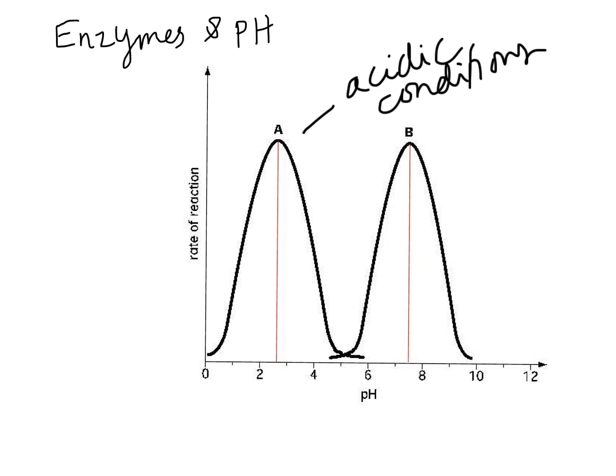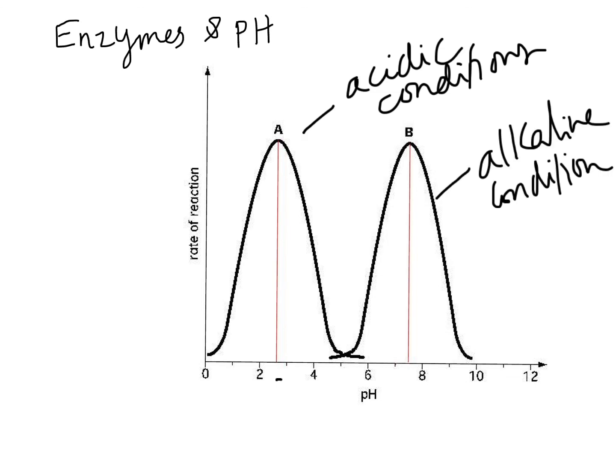Now if you think about this, which of these enzymes are the enzymes from the stomach? Now you can see in the stomach, because we know the stomach has hydrochloric acid, its pH would be low, around about this. So it's quite possible that this enzyme A is from the stomach, and this enzyme B is possibly from the small intestine. And as you know, in the small intestine, the food is made alkaline by the addition of bile made in the liver and stored in the gallbladder.